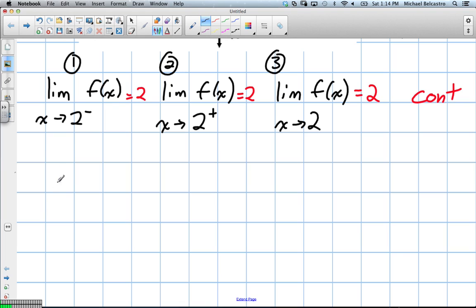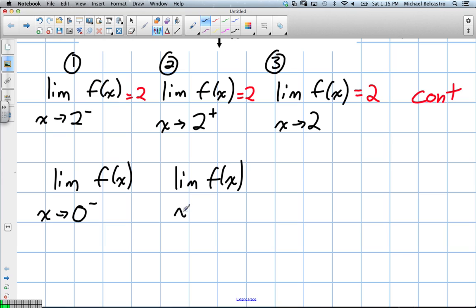And we'll jump back and forth. We're going to have the limit as x approaches 0 from the left of f(x), the limit of f(x) as x approaches 0 from the right, and the value of f(x) at x equals 0. That will help us determine if something is continuous.